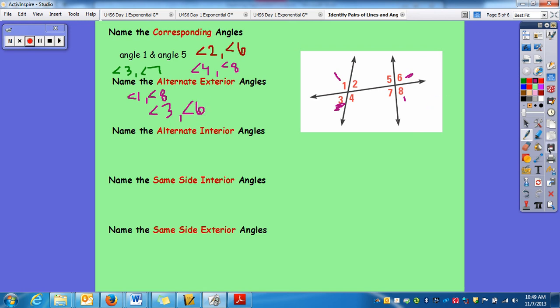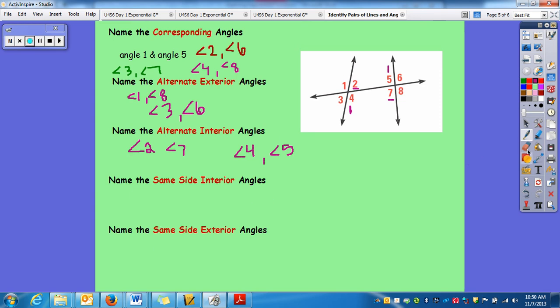Alright, so then we have alternate interior. Now we're looking inside, in between the two lines. Well, we have 2. If I jump to the other side and go by the other line, it's 7. And then we have 4. If I jump to the other side to the other line, it's 5. One thing to notice about each of these pairs: 2 is next to one line, 7 is next to the other. Each pair has to be by one of the two lines.